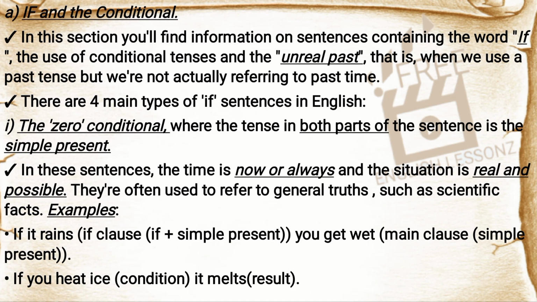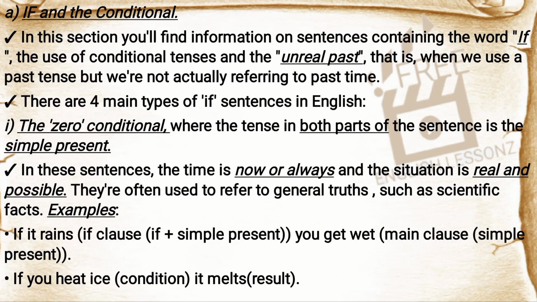So, I am going to start off with a, if, and the conditional. Now, in this section you'll find information on sentences containing the word if, the use of conditional tenses and the unreal past, that is, when we use a past tense but we're not actually referring to past time. There are 4 main types of if sentences in English.